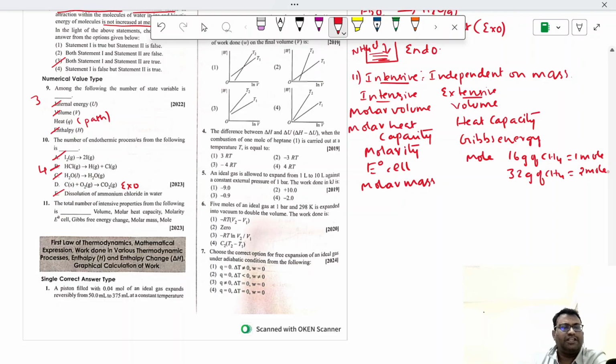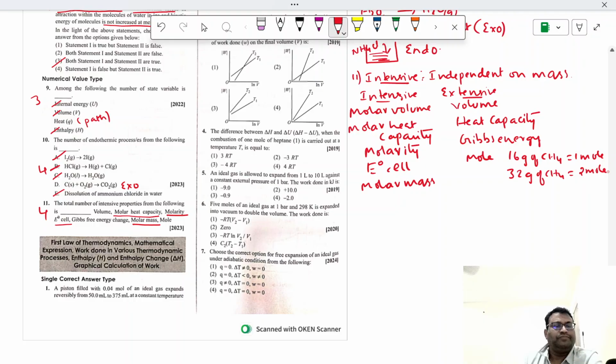So the answers here are molar heat capacity, molarity, EMF of the cell, and molar mass. There are 4 intensive properties, right? EMF of the cell also does not depend upon the mass. Molarity also does not depend upon the mass.